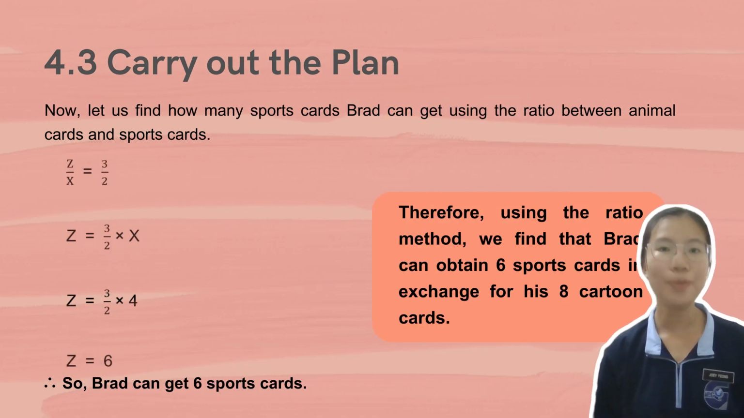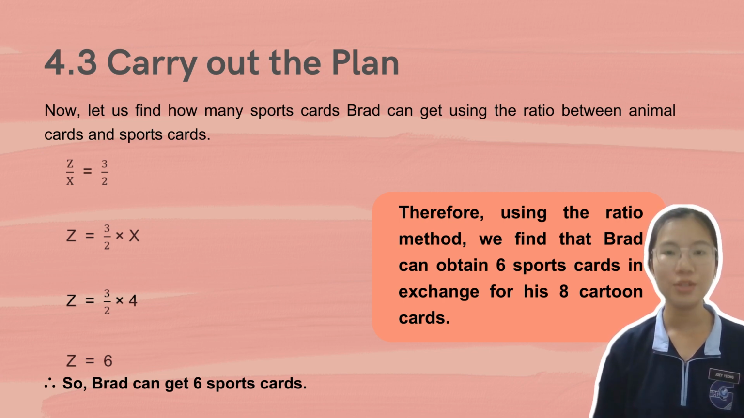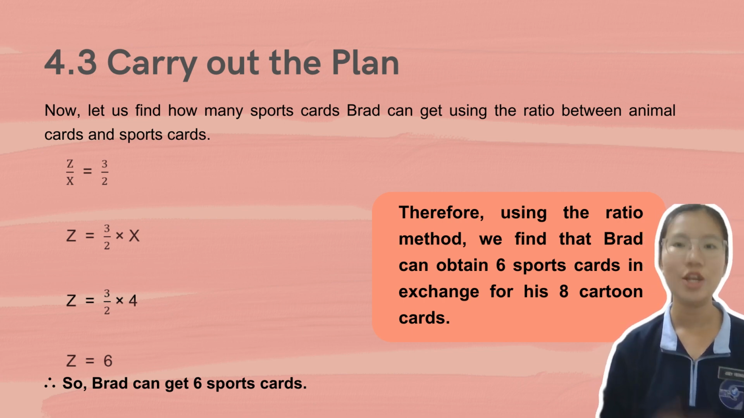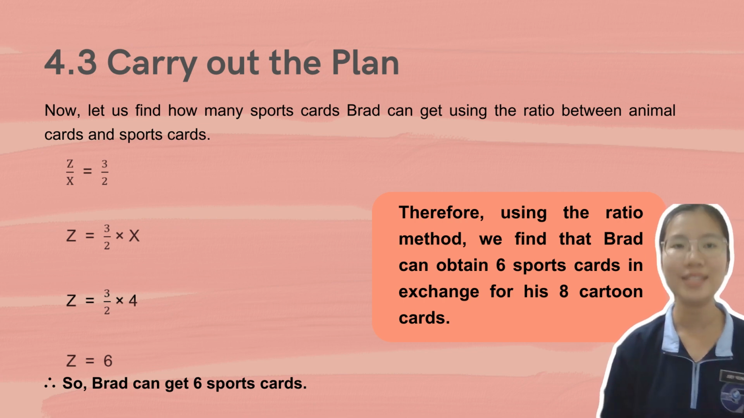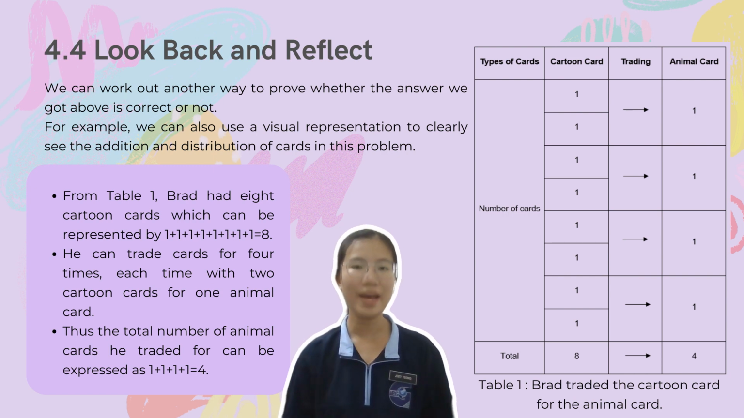Now let us find how many sport cards Brett can get using the ratio between animal cards and sport cards. Z over S is equal to 3/2. Z is equal to 3/2 times S. Z is equal to 3/2 times 4. So Z is equal to 6. Therefore, Brett can get 6 sport cards. Therefore, using the ratio method, we find that Brett can obtain 6 sport cards in exchange for his 8 garden cards. Lastly, it's important to look back and reflect.